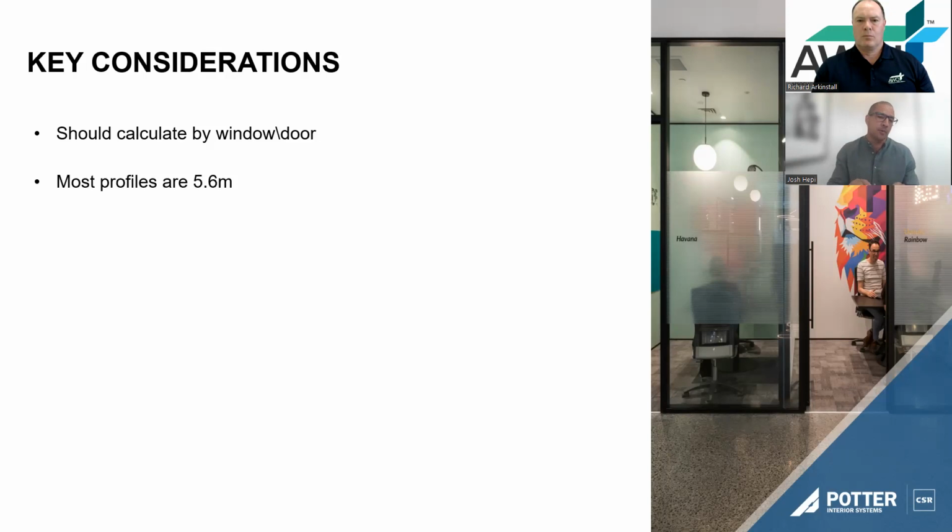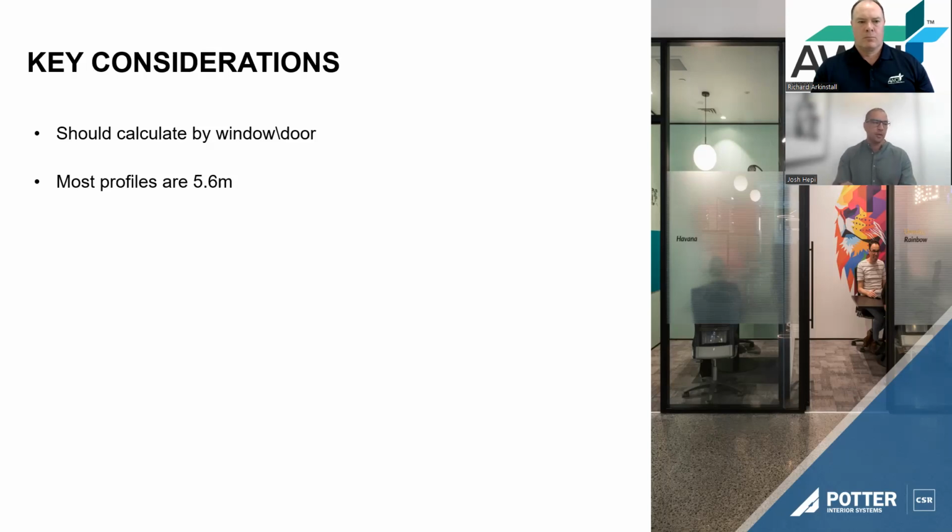Another example is if you've got 4 meter wide windows and you've got a 5.6 meter length. If you're lopping off 1.6 meters, there is a chance that you won't be able to use that horizontal member elsewhere. So you might then have, again, 1.6 meters of wastage, which is a lot more than the 5 or 10% that you might build in.